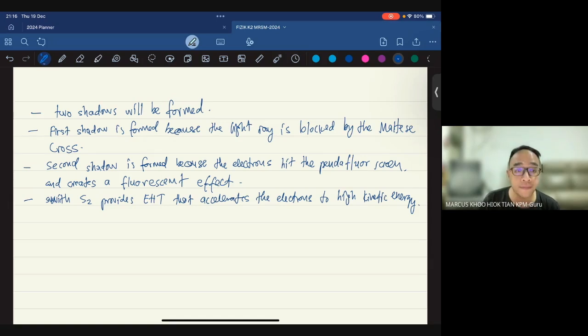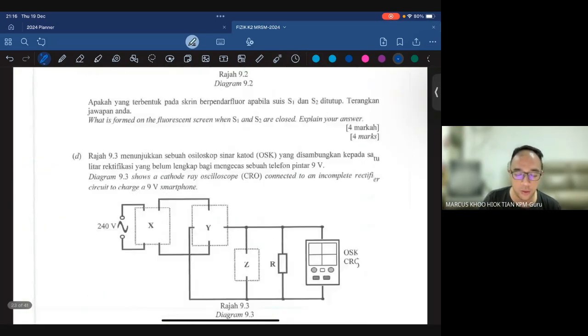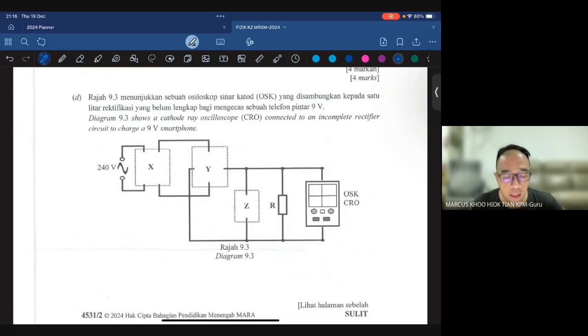Okay, oh sorry. The next question, D. A cathode ray oscilloscope connected to an incomplete rectifier circuit. Okay, so this is not a very popular question this year, but you never know lah.